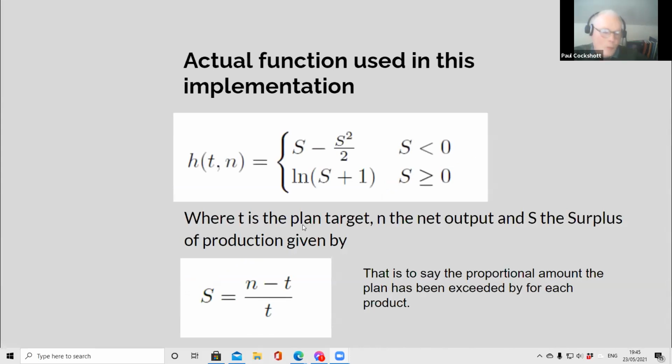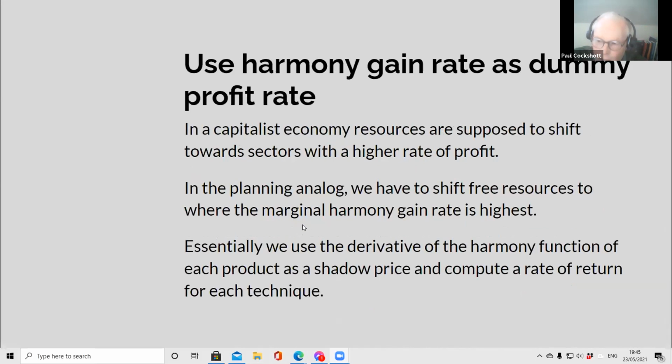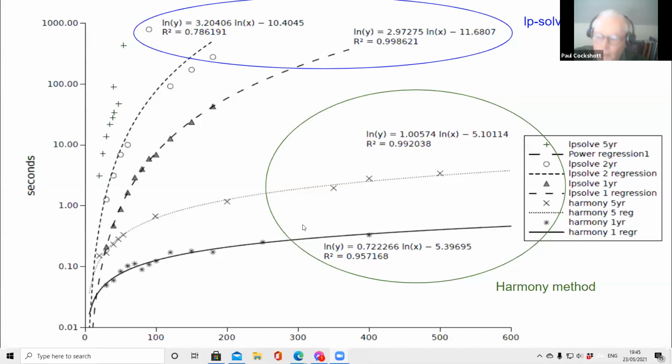Because of the limited time, I'm going to skip through the actual maths. Because it's a continuous first derivative, you can apply a Newton-Raphson method to approximate the function. And this allows you to rapidly bring all the industries into approximate alignment with the planned target. I'm going to skip over the details of the algorithm here. The important point is it's very much less complex and runs an awful lot faster.